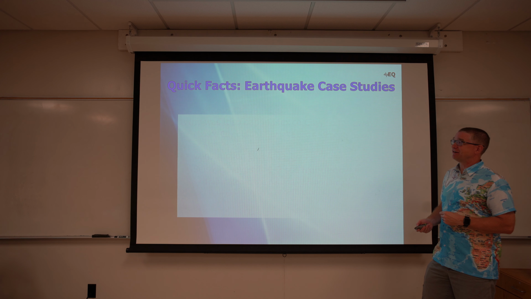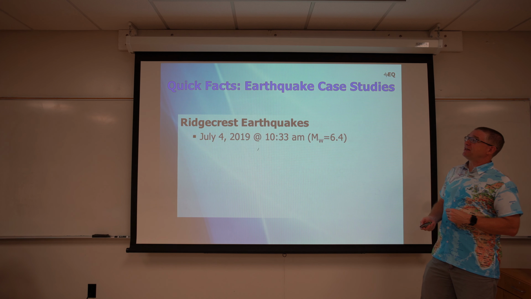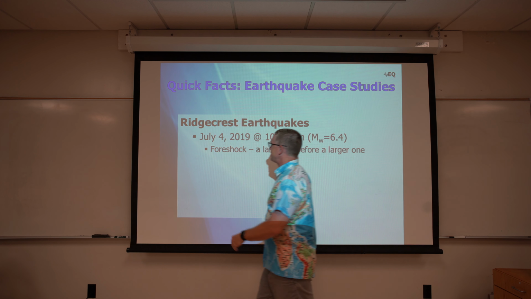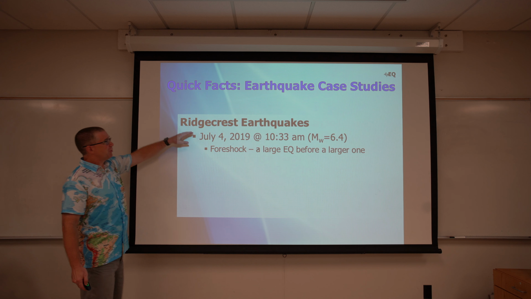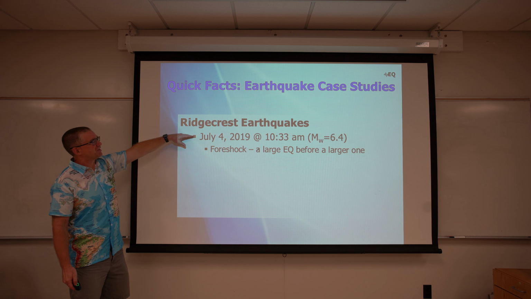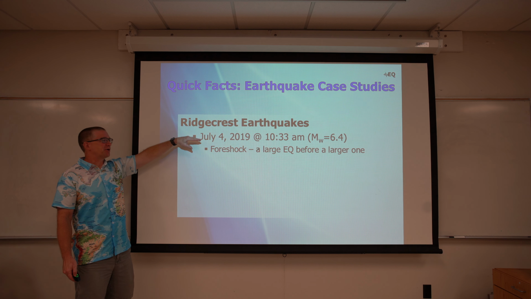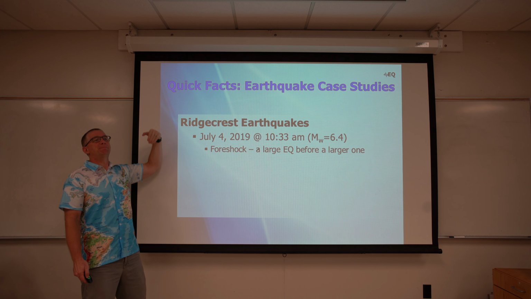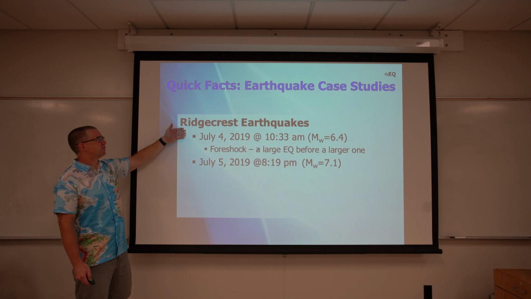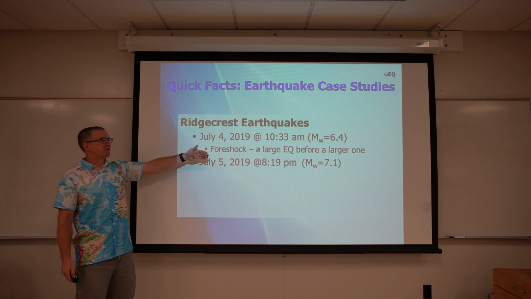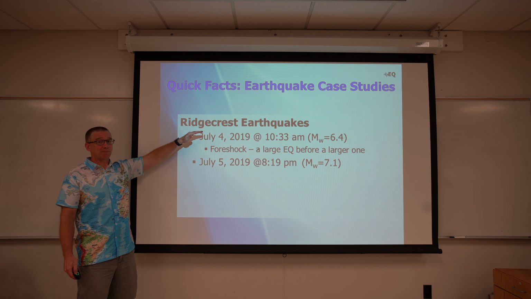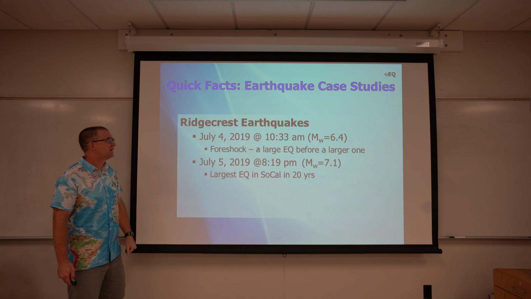Just devastating. One last one, the Ridgecrest earthquakes from just about a year ago, I should say, last summer. On July 4th we had a 6.4. Turns out that's what we call a foreshock. So it was a large earthquake, but one that precedes a bigger one. And the bigger one came just a day later, which was a 7.1. And again, a 7.1 is very different than a 6.4. Right? Big difference in those events.